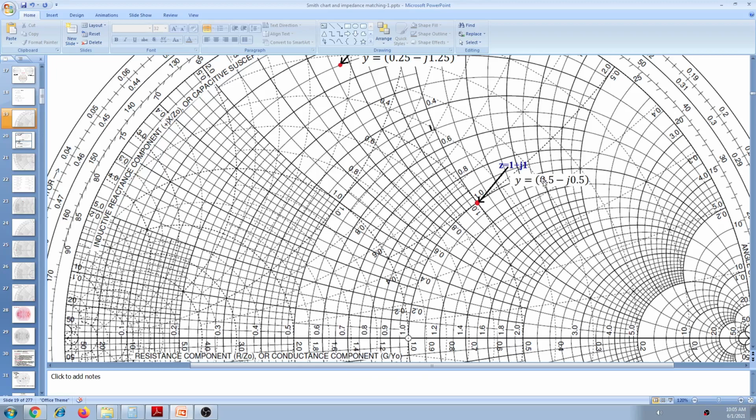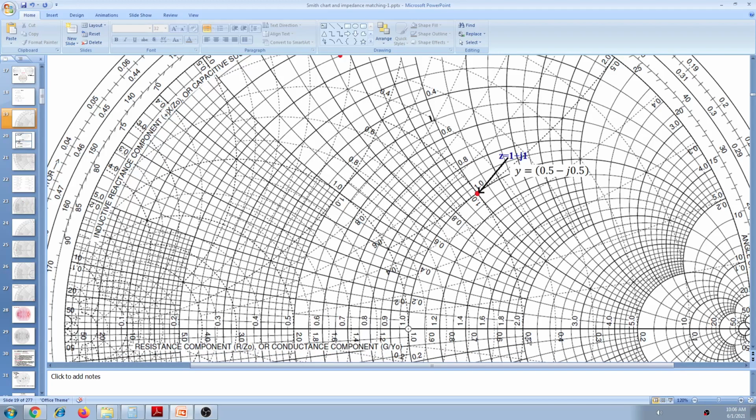What is the g value? You should take the conductance circle passing through this point. Which conductance circle is passing? This is the conductance circle passing through the point. What is the value of that conductance circle? It is 0.5, written here. These values are conductance circle values, so the conductance circle passing through this point is 0.5.